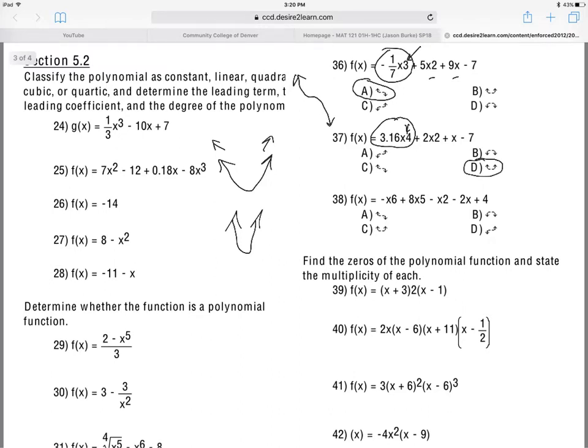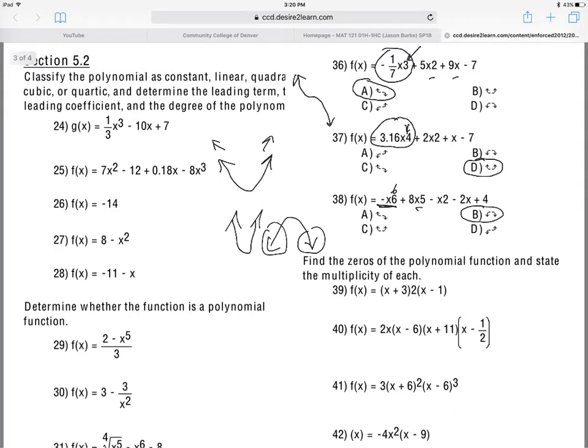Even exponent. This one, if you look down here, this is an x to the sixth. So this is the highest one, there's an x to the fifth. So you just look at the highest exponent. This is a negative even exponent. So I know they're upside down and they should look like that. In other words, they fall to the left and fall to the right. So that is B, okay?